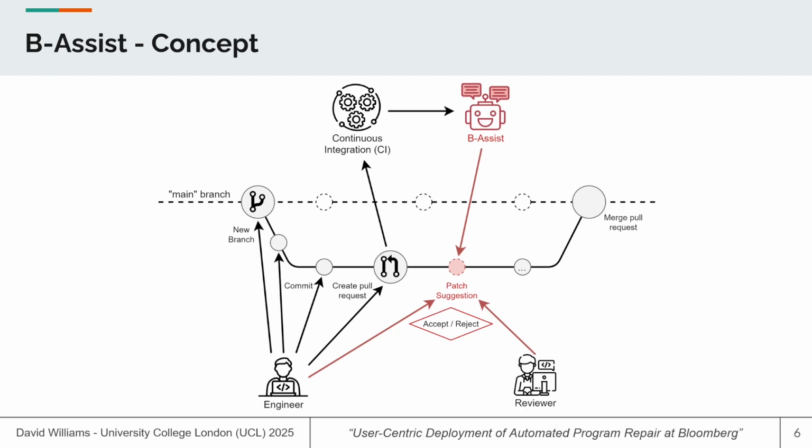In our concept, bAssist would listen for when new RSAT reports are generated, extract the relevant patches from the fix reports, and convert these into suggested change comments which it then posts to the corresponding pull request using GitHub's REST API.